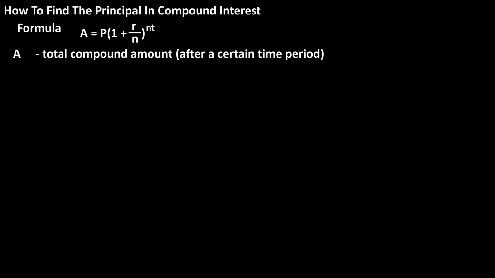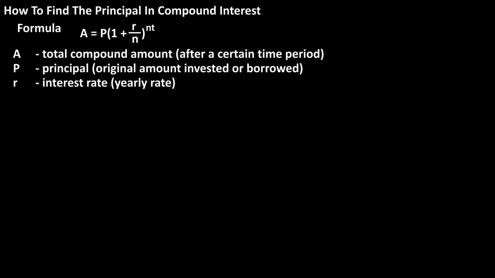The formula for calculating compound interest is A equals P times the quantity 1 plus R divided by N raised to the N times T. In this formula, A represents the total compound amount after a certain period of time. P represents the principal, or the original amount invested or borrowed.